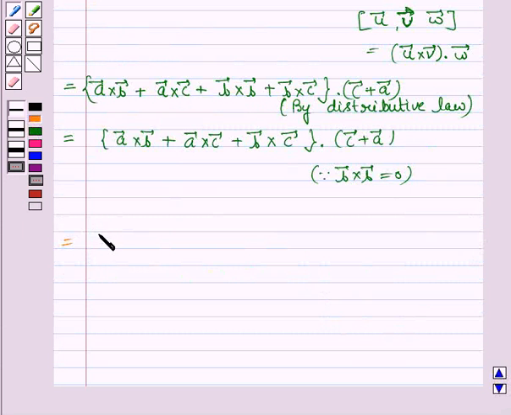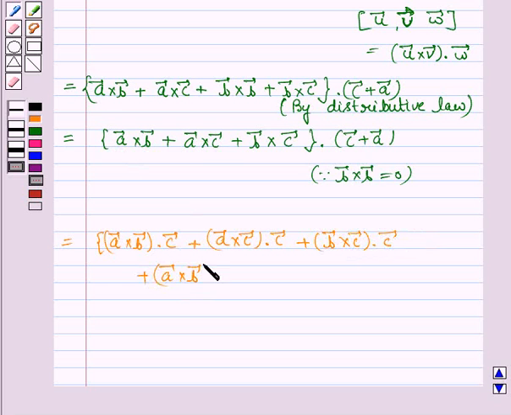So we have vector A cross vector B dot vector C plus vector A cross vector C dot vector C plus vector B cross vector C dot vector C plus vector A cross vector B dot vector A plus vector A cross vector C dot vector A plus vector B cross vector C dot vector A.